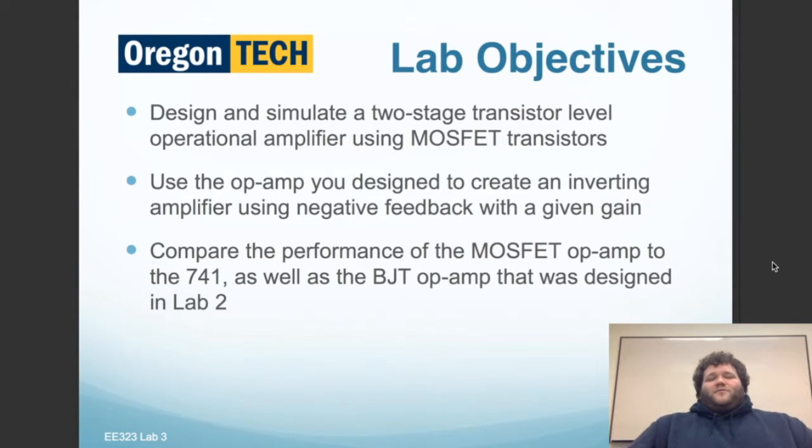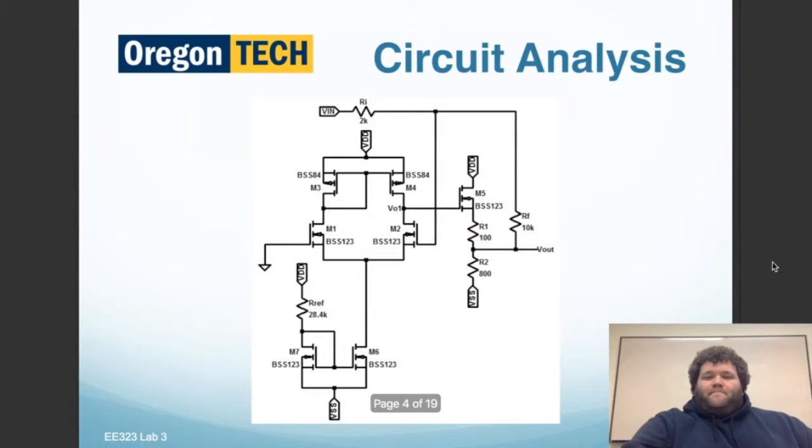Our lab objectives for this one were to simulate and design a two-stage transistor level operational amplifier using only MOSFET transistors, and use the op-amp design to create an inverting amplifier with negative feedback and a given gain. We'll see that later when I show you the diagram. And then we're supposed to compare it in the table like I mentioned before.